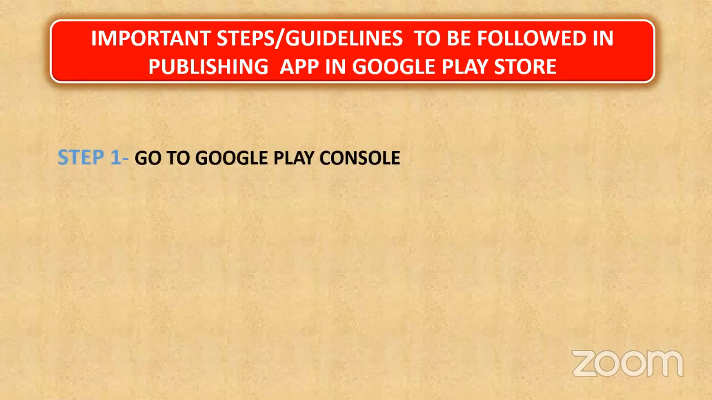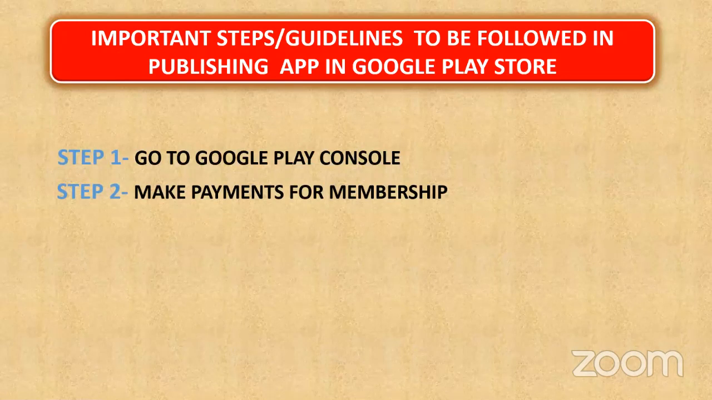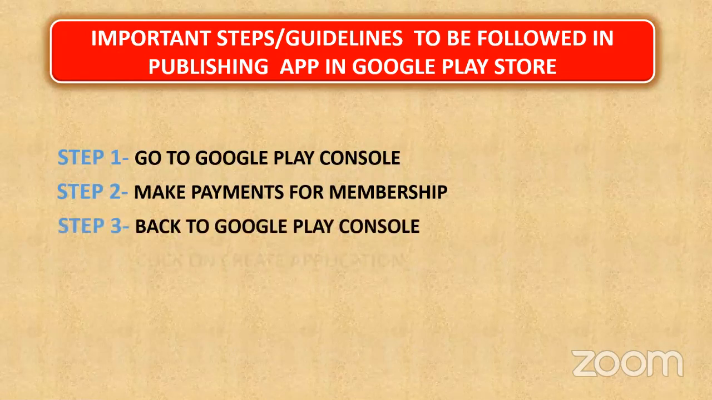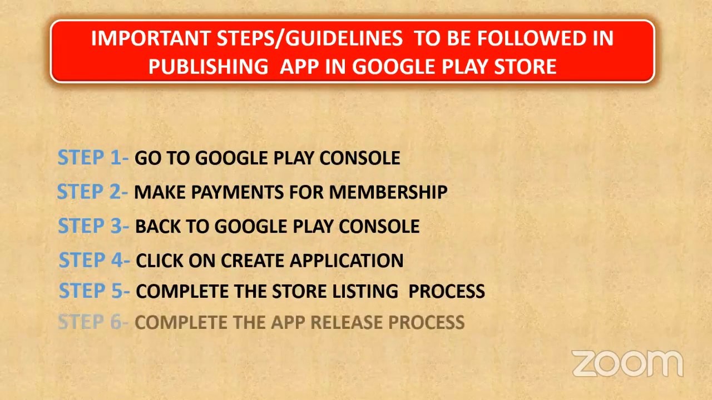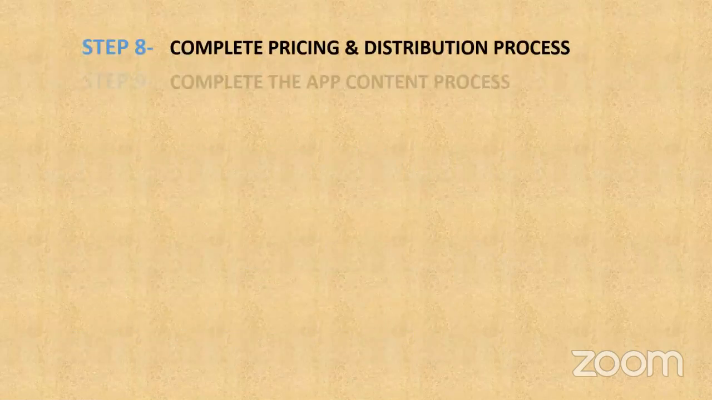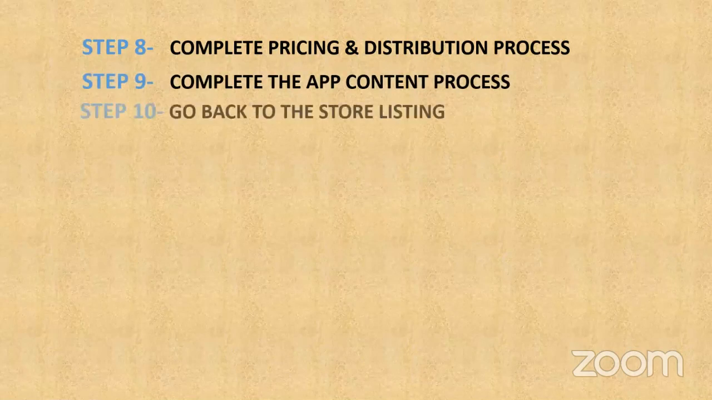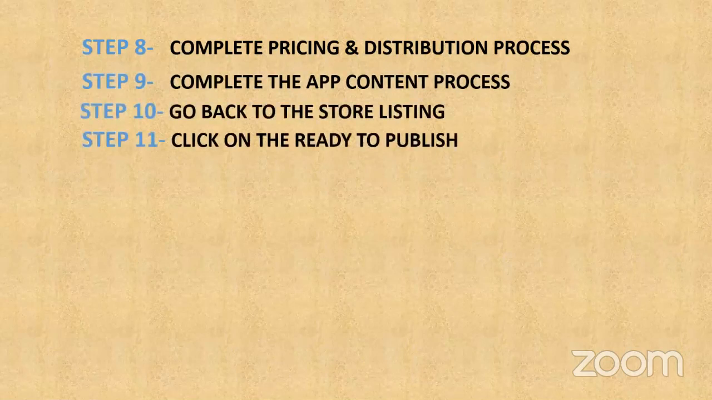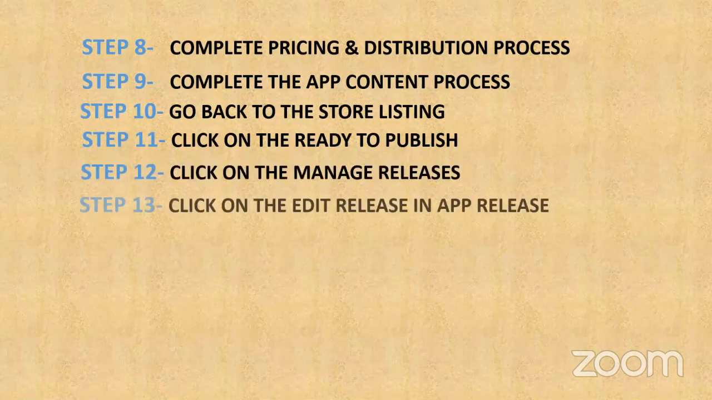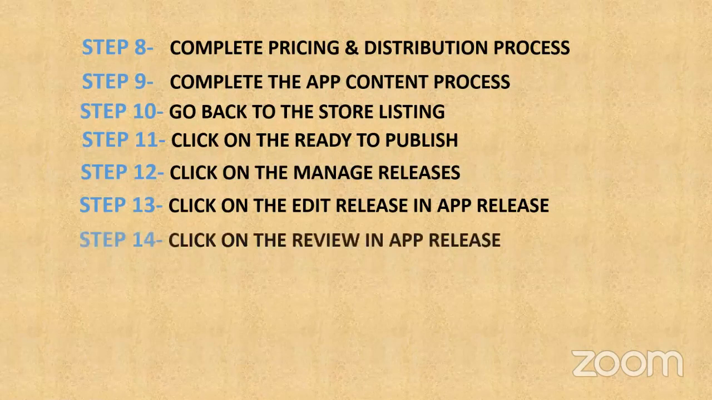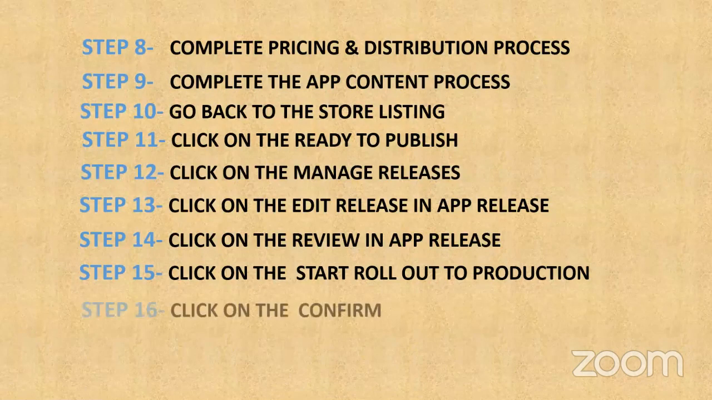Just quick steps. Step 1, making payment for membership. Go to Play Console, click on create application, complete the store listing process, complete the app release process, complete the content rating process, complete the price distribution process, complete the app content process, go back to store listing process, click on ready to publish, click on manage releases, click on edit release in app release, click on review in app release, click on rollout production, click on confirm.